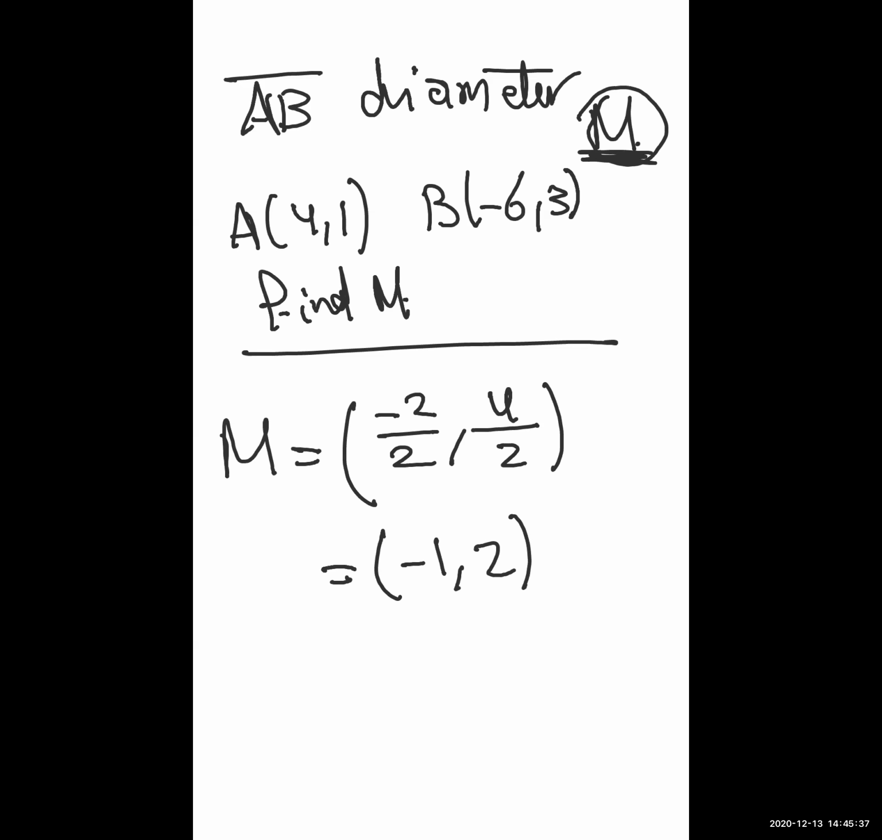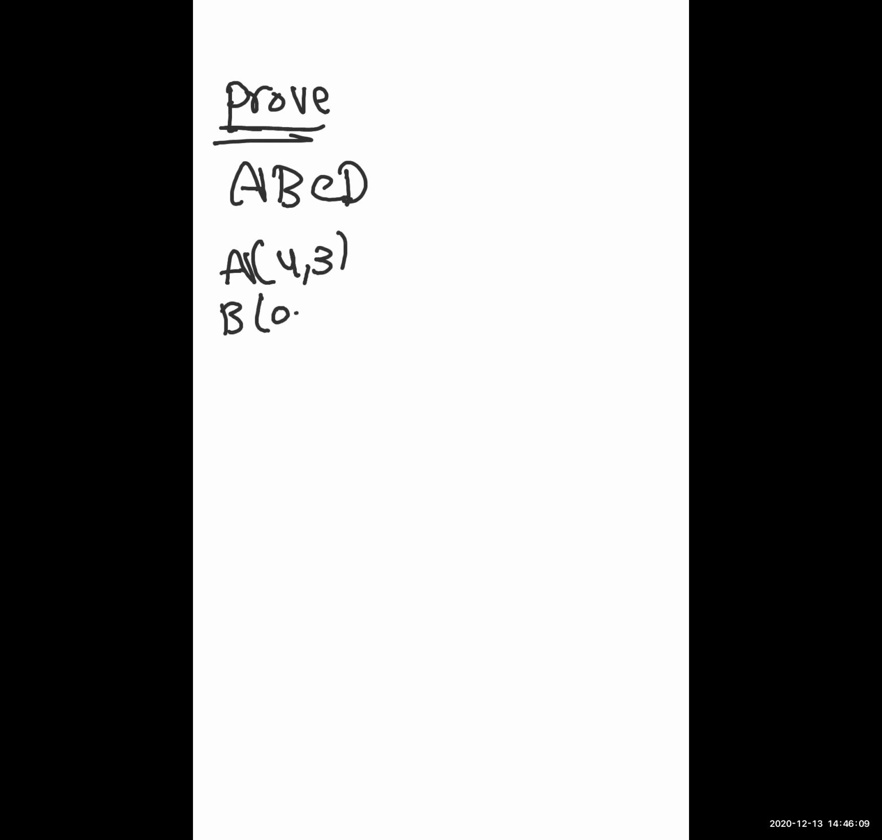Then the next part: prove that the quadrilateral ABCD is a parallelogram, where A, B, C and D are given. A is (4, 3), B is (0, 2), C is (-2, -3), and D is (2, -2).